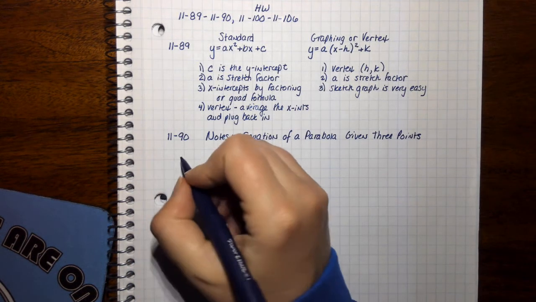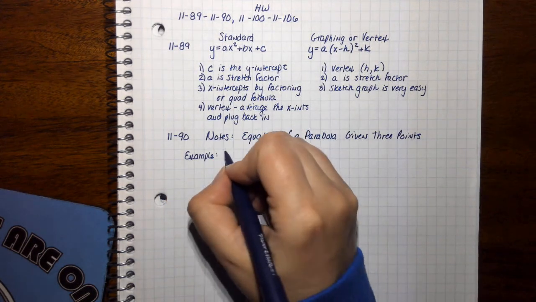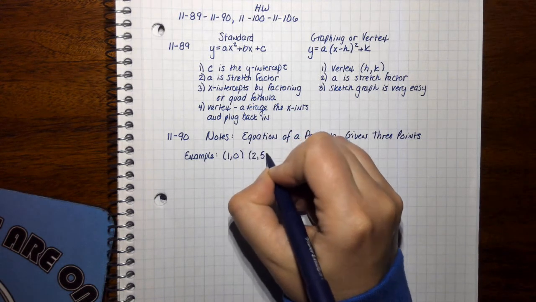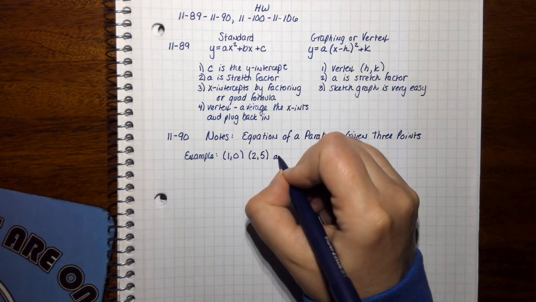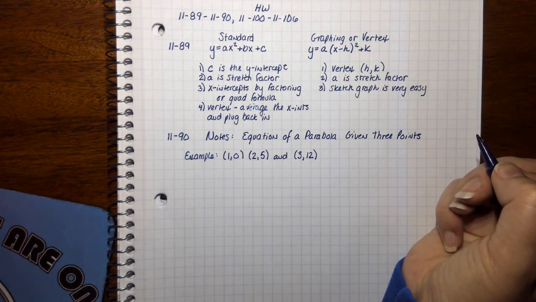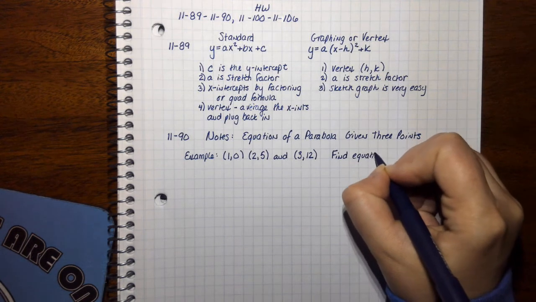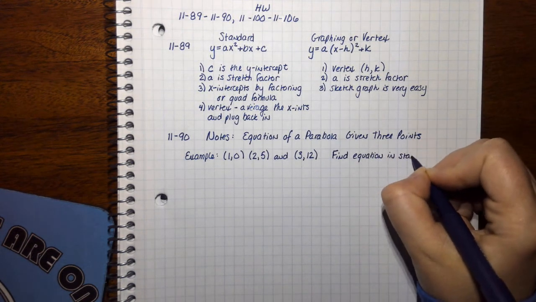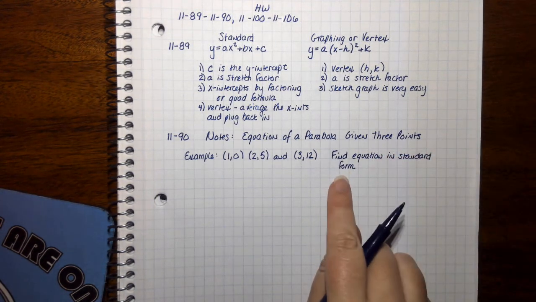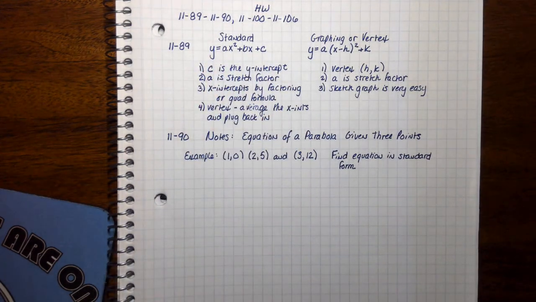The points we're going to work with are (1, 0), (2, 5), and (3, 12). Okay, and we are going to find the equation in standard form. And so at the end, our answer will look like this.